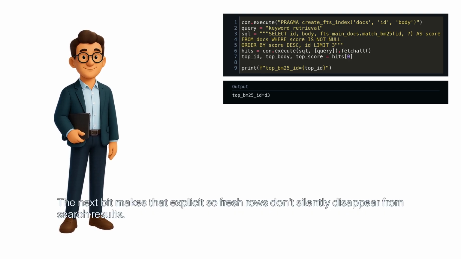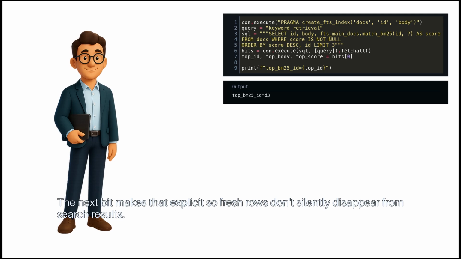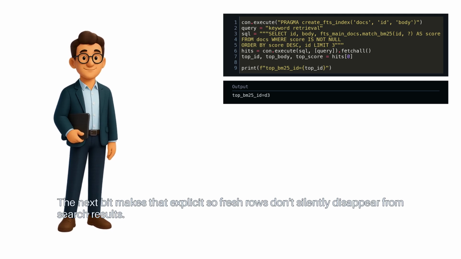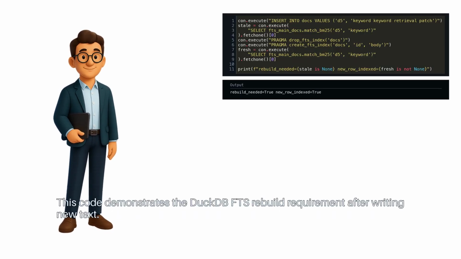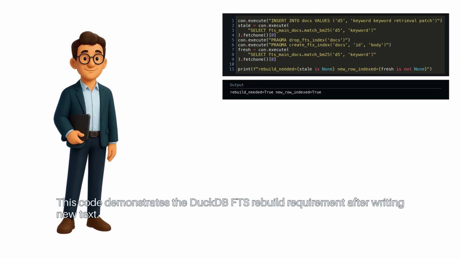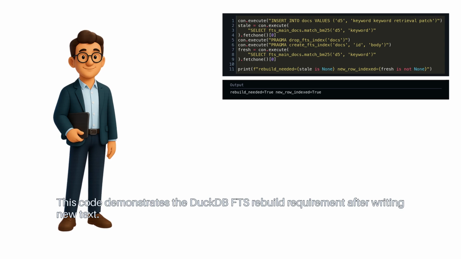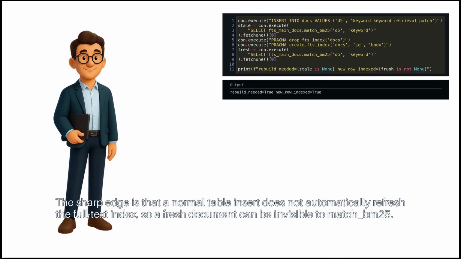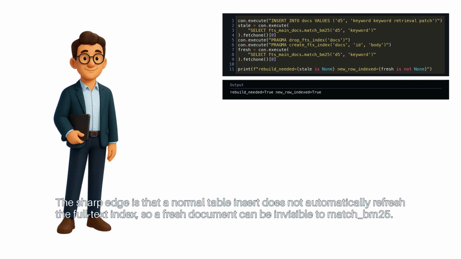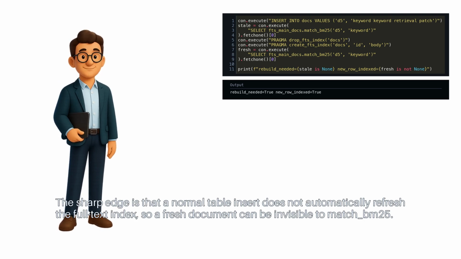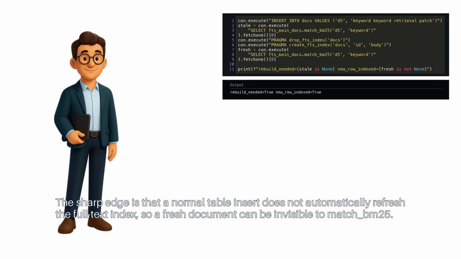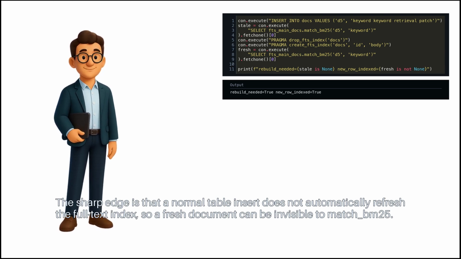The next bit makes that explicit so fresh rows don't silently disappear from search results. This code demonstrates the DuckDB FTS rebuild requirement after writing new text. The sharp edge is that a normal table insert does not automatically refresh the full text index, so a fresh document can be invisible to match_bm25.